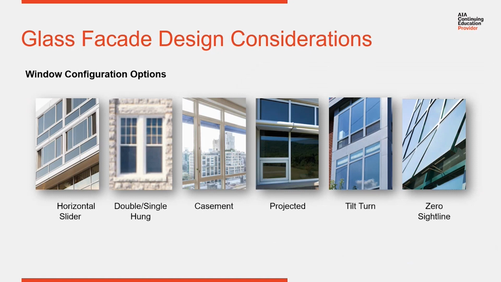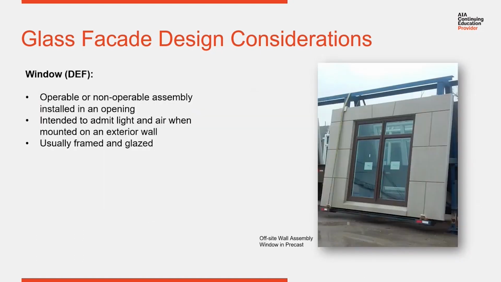configurations. You've got horizontal sliders, double hungs, casement, projected, tilt turns. Those can all be individual standalone windows that fill a punched opening in a building. Zero sightline windows, like you see at the far end, are usually set in a larger glazed elevation. So the model set by commercial Windows easily worked its way into modular construction.